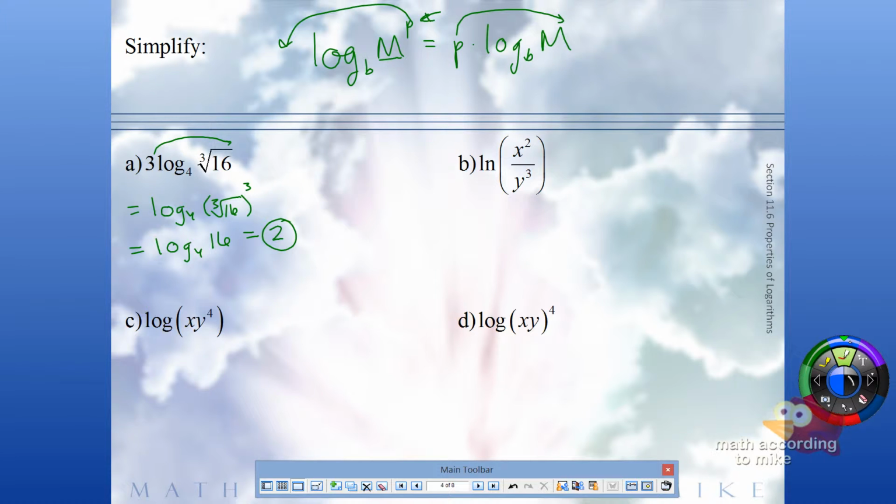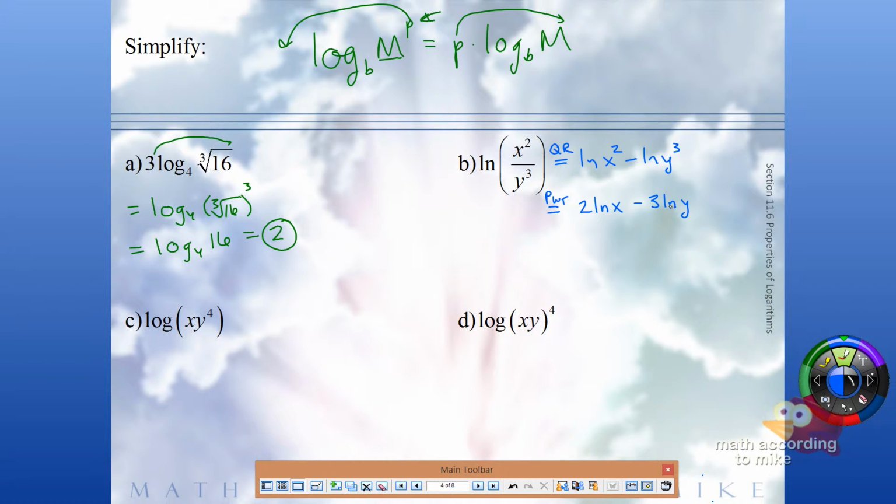In part B, start with your quotient rule, because the outermost operation is a quotient. So the quotient rule says log of the numerator minus log of the denominator. And now we'll use the power rule, which says those exponents become coefficients. So 2 goes in front of only the natural log of x. 3 goes only in front of the natural log of y.